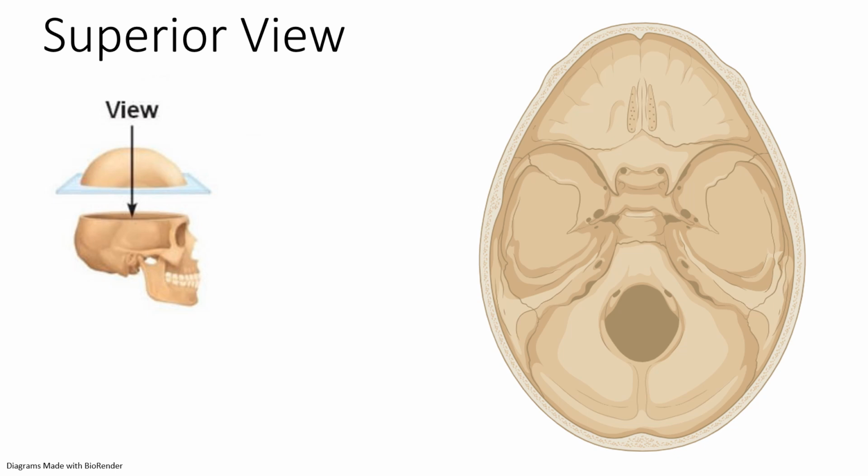This picture here is a superior view with the parietal bones cut away at the top. Look at the picture on the left to get a sense of what you're seeing. So this is like removing the brain and looking top down.